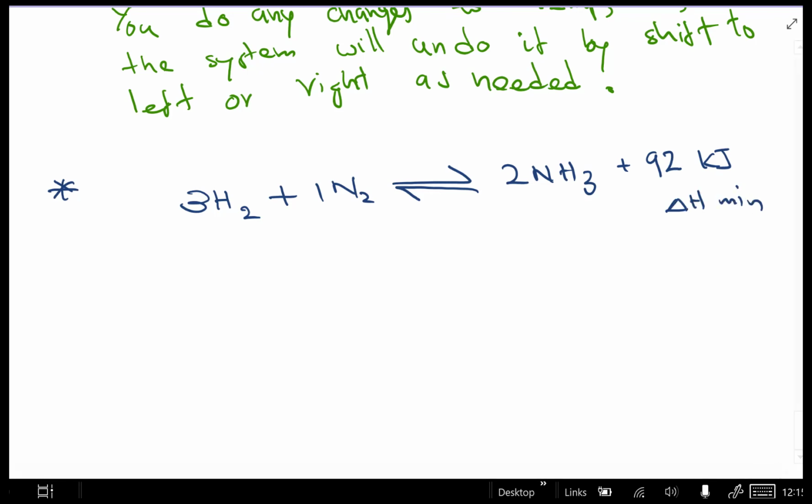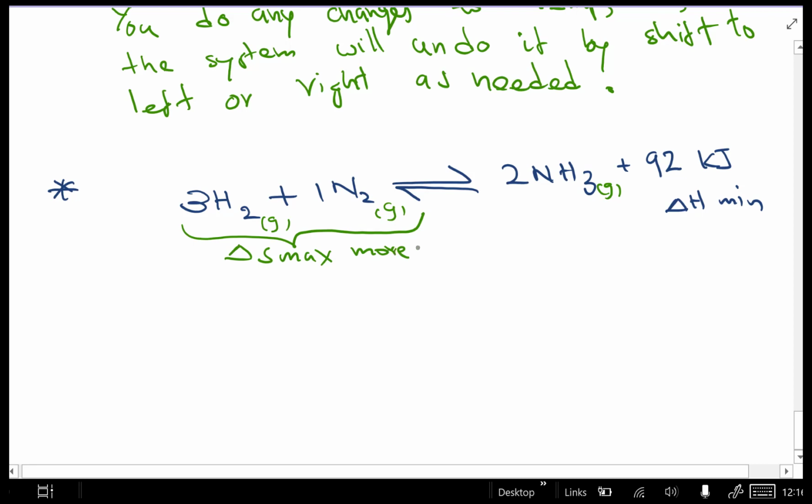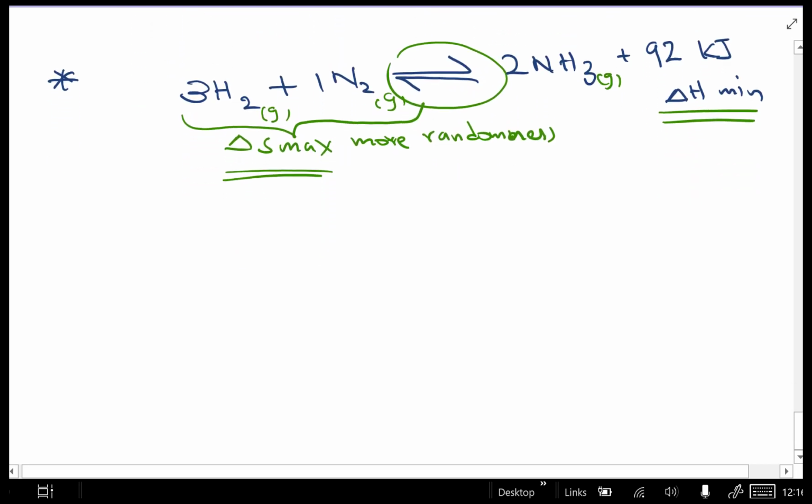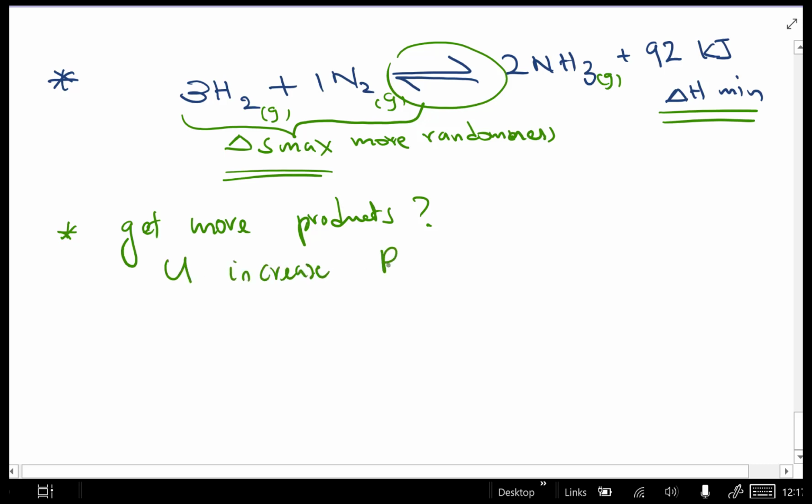Let's look at this example. This is ammonia production. So 3 hydrogen plus nitrogen gives you 2 ammonia, and 92 kilojoules are released, exothermic. So delta S max is on the reactant side because there are many gas molecules, more randomness. Delta H min, the exothermic side, is on the right side. So that's an equilibrium with 2 forces, right? This is also the Haber method. The Haber process is really important. We always want to get more products, right? In the 1900s, Fritz Haber came up with this great idea. He won the Nobel Prize for it, right?